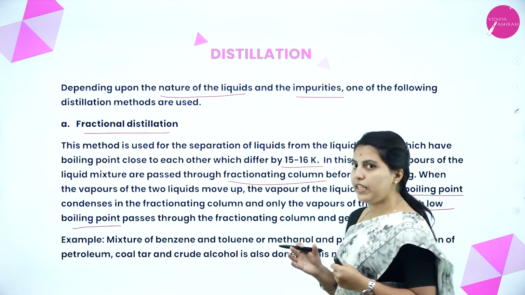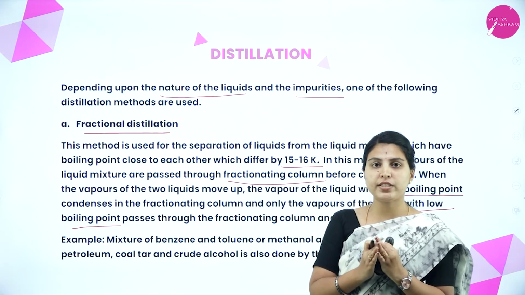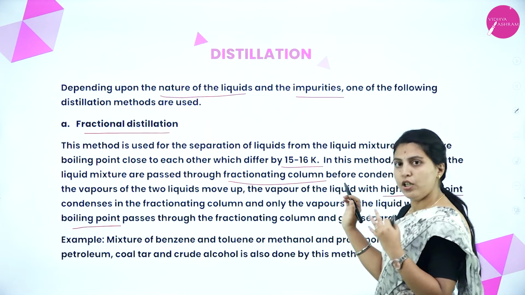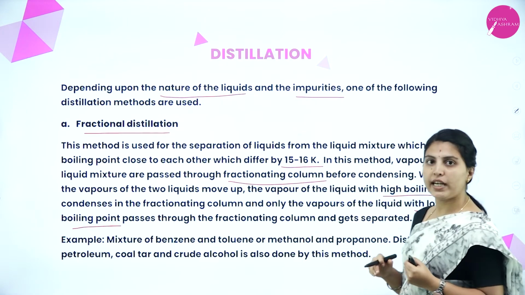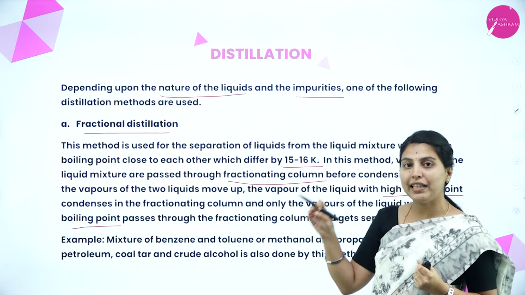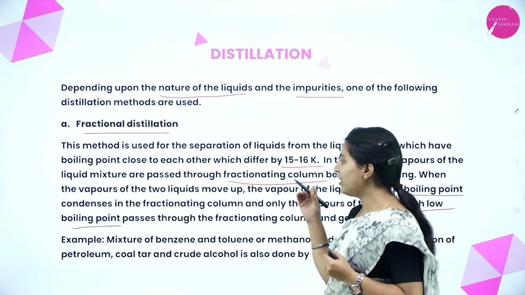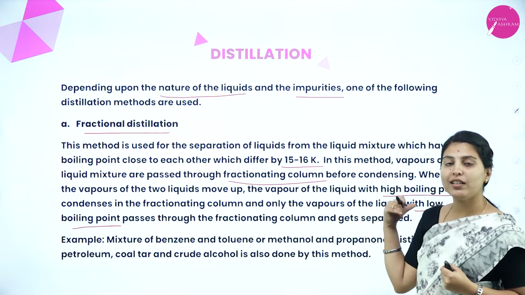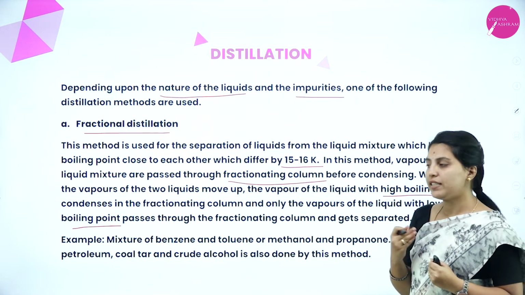and get separated. See here, the principle of fractional distillation is the same, meaning two liquids which have been mixed will be separated. The boiling points of the two liquids will differ by around 15 to 16 Kelvin. Here they will use a fractionating column before condensing. Whatever high boiling point liquid is present will remain in the fractionating column itself, while the liquid with low boiling point will pass through, condensation will take place, and it will come out into the outside conical flask. That's how the two liquids get separated.